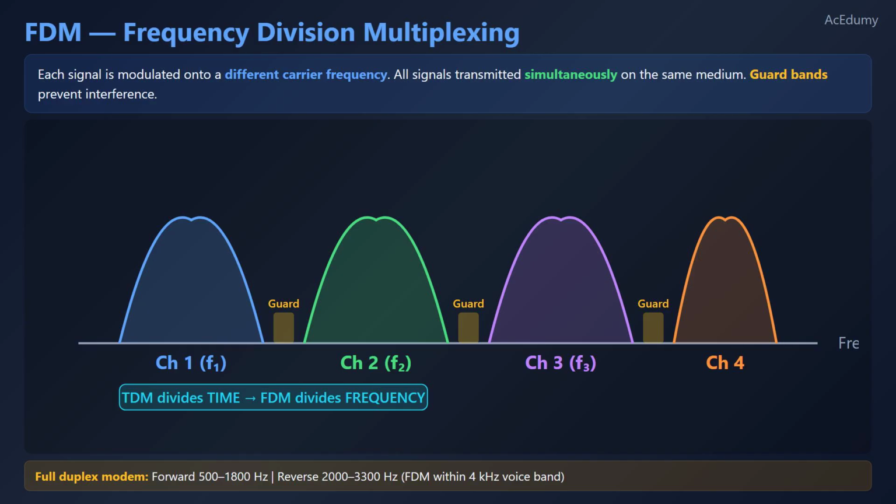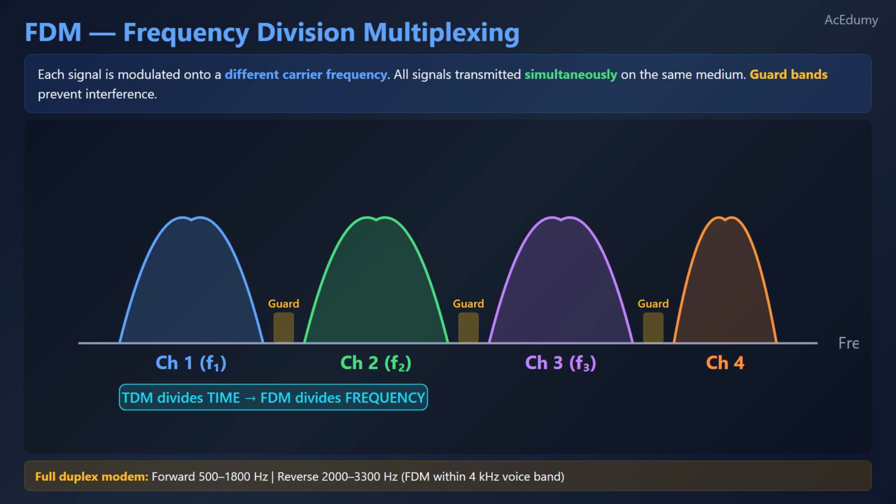In the previous lesson, we covered time division multiplexing, where channels share a line by taking turns in time. Now let us look at the other fundamental approach, frequency division multiplexing, or FDM. In FDM, each signal is modulated onto a different carrier frequency. All the modulated signals are then combined and transmitted simultaneously over the same medium.